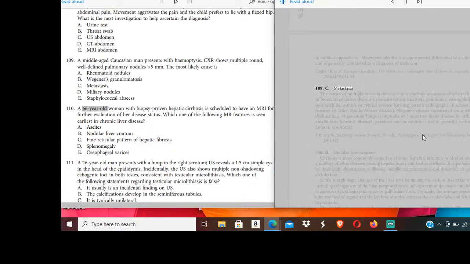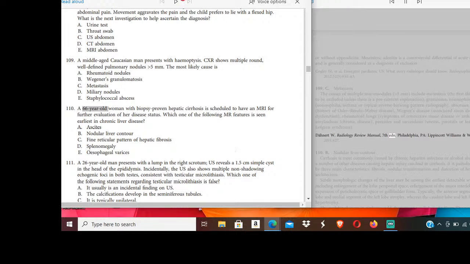109. C. Metastasis. The causes of multiple macronodules greater than 5 mm include metastasis, the first thing that needs to be excluded unless there is a pre-existent explanation; granuloma, eosinophilic lung disease, eosinophilia, asthma or typical reverse batwing pattern on radiograph; abscesses, AVM, history of Osler-Rendu-Weber disease, Wegener's disease, associated sinus disease, renal dysfunction; rheumatoid lungs, symptoms of connective tissue disease or arthropathy, amyloidosis, chronic disease, parasites and sarcoidosis, uveitis, parotitis or features of Löfgren syndrome. Dähnert W., Radiology Review Manual, 7th ed. Philadelphia.